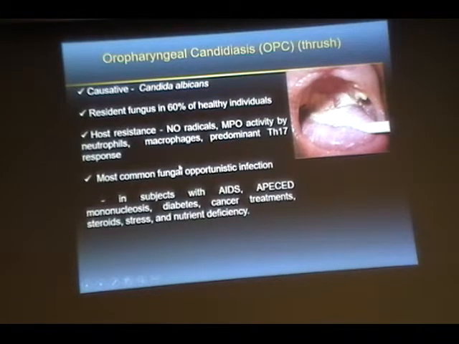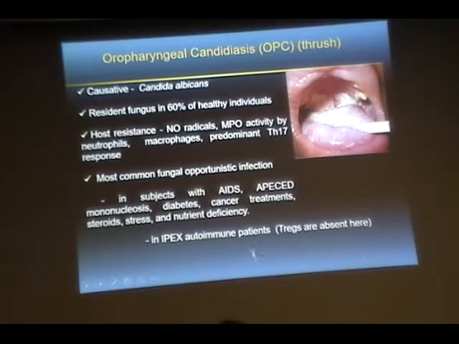Most of us don't have an infection, but only people with AIDS, APECED. These patients have mutations in AIRE, the central tolerance defect patients we saw last time, and even people with diabetes, where excessive sugar gives an excessive nutritional source for these fungi, can also be a predisposing factor for oral candidiasis.